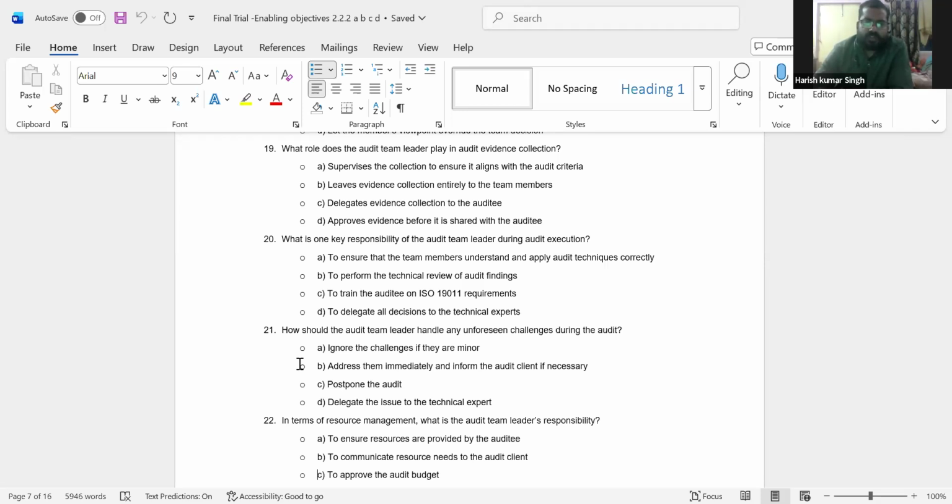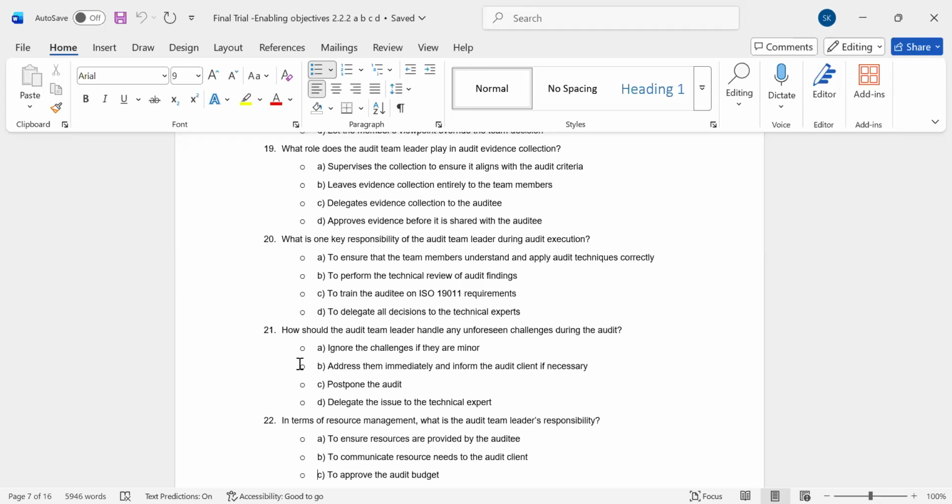So A, sir, to ensure that the team members understand and apply audit techniques correctly. Right. Shrikant, any other answer? Anybody else? Any other answer? No. Right. Okay.